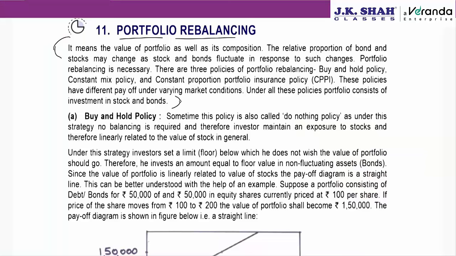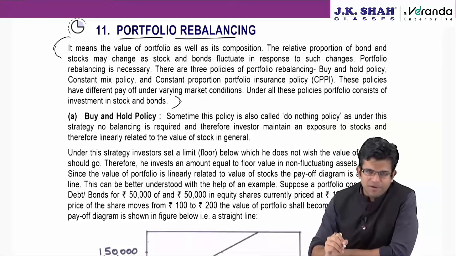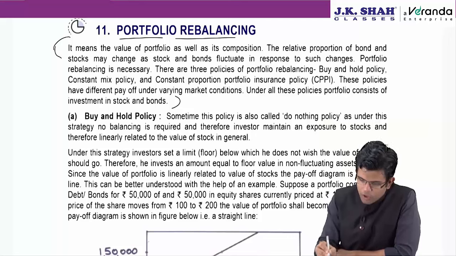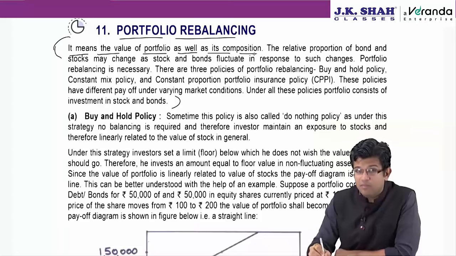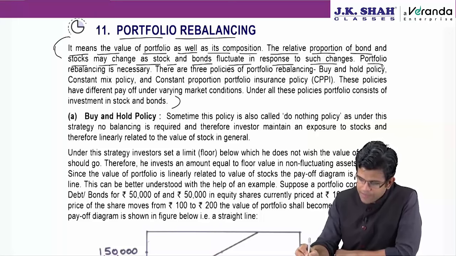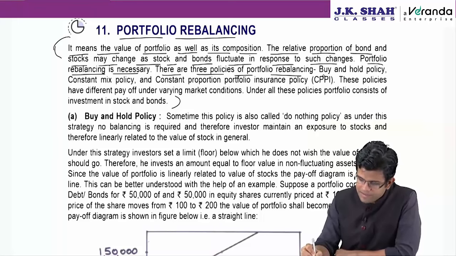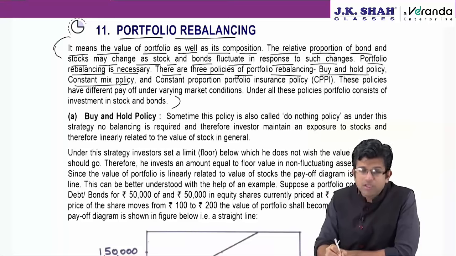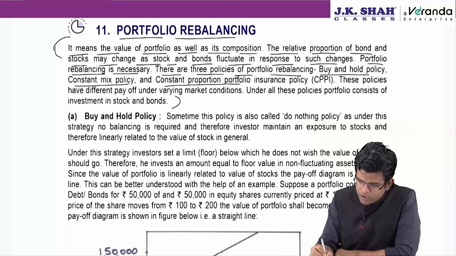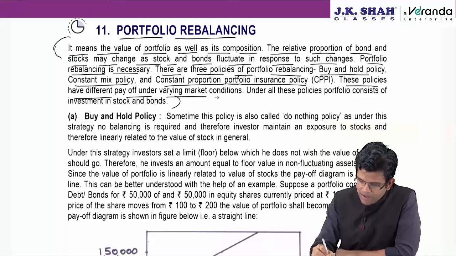Okay students, so I hope you all have read it. Let me read it now and I'll explain whatever is necessary from that, okay? Portfolio rebalancing. It means the value of portfolio as well as its composition. The relative proportion of bond and stocks may change as stocks and bond fluctuate in response to such changes. Portfolio rebalancing is necessary. There are three policies of portfolio rebalancing: buy and hold policy, constant mix policy, constant proportion portfolio insurance policy.